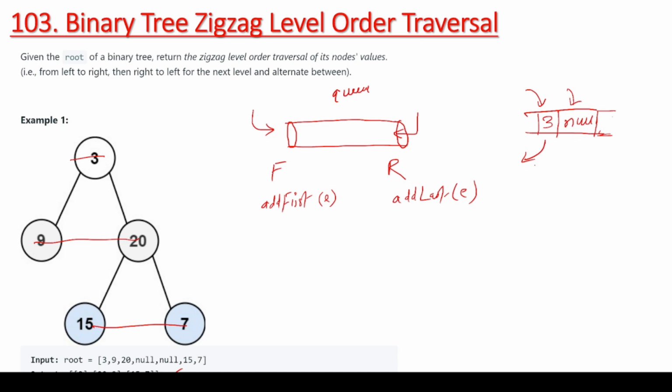Then we'll check the queue. If the queue is not empty, then we will take the current node and remove it from the queue. This is our poll. We have done polling, meaning 3 is now removed. So on the queue only null is remaining, no more elements are there. Now we are going to do some understanding, let's understand.